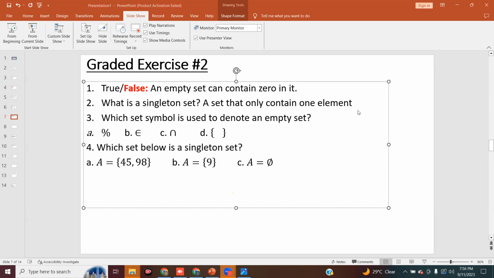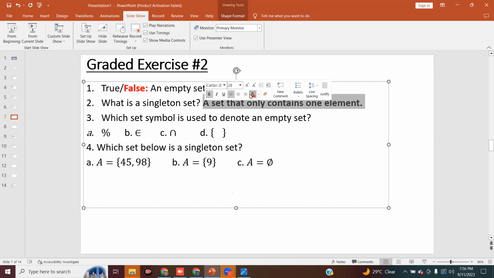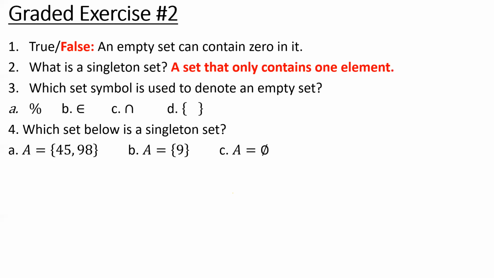Only contains one element. We call that a singleton set. All right, good. Number 3, which set below is used to denote an empty set? A, B, C, or D? D. Very good. D. That's the empty set symbol. And how about number 4? Which set below is a singleton set? B. Very good, because it only has one element. All right.